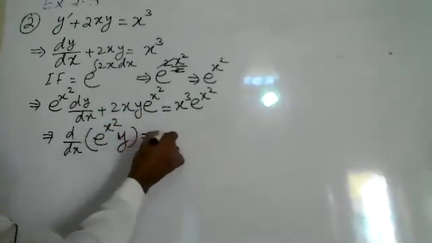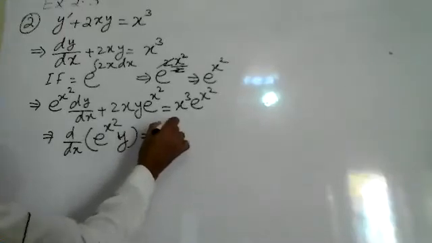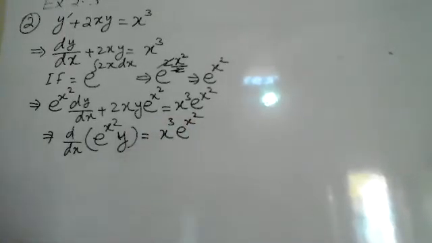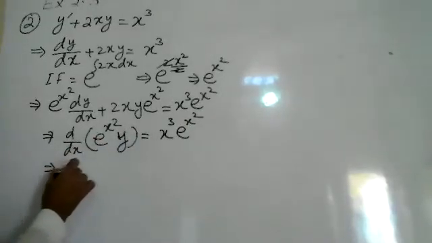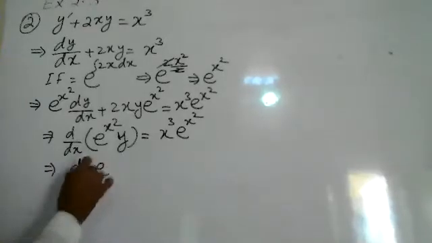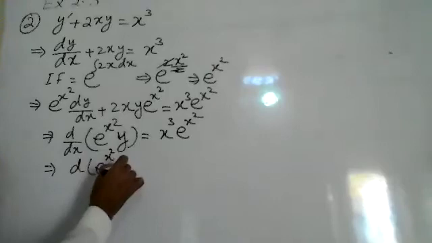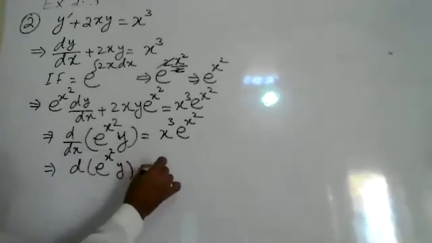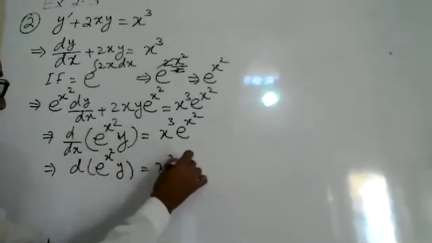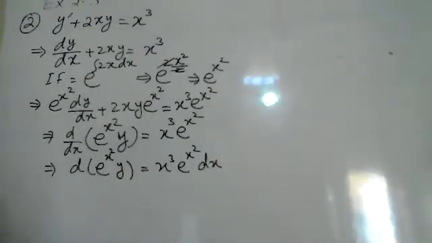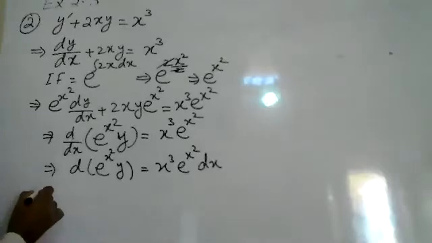And equal to x cube e raised to power x square multiplied by dx. Derivative of e raised to power x square y is equal to x cube e raised to power x square dx. Integrating both the sides.